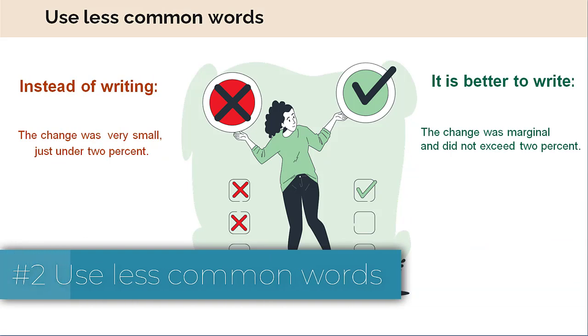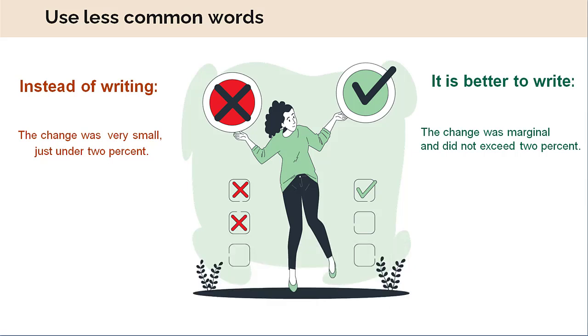So secondly, use less common words. For instance, here we have the example, the change was very small, just under 2%. Small is a very easy A1 level vocabulary. It doesn't allow you to show the examiner that you have a wide range of vocabulary. In this case, a much better way would be to write the change was marginal and did not exceed 2%. You have a higher level vocabulary, marginal, and to exceed.